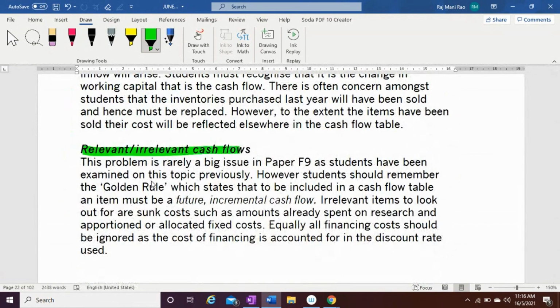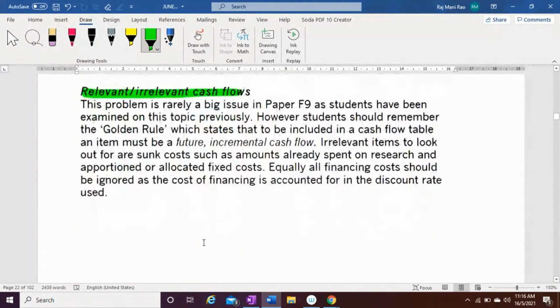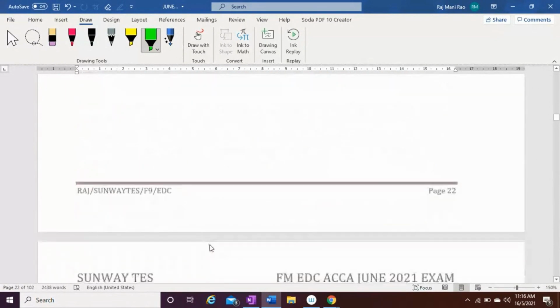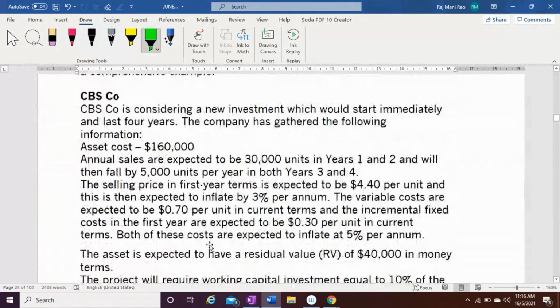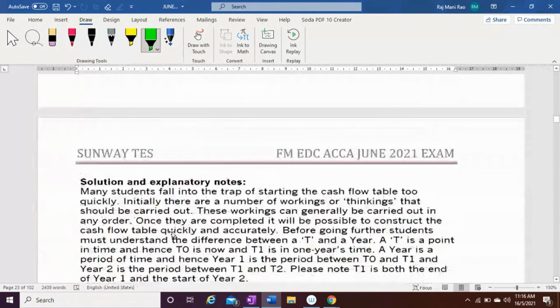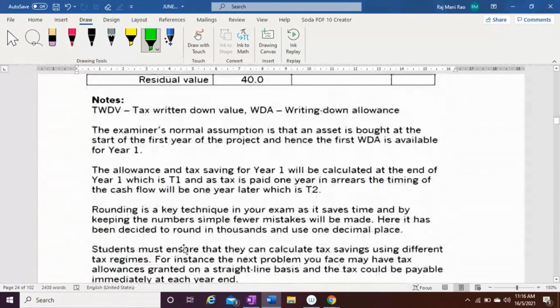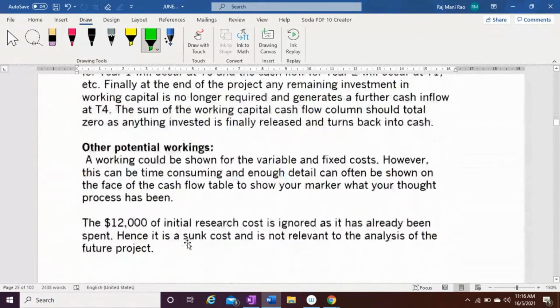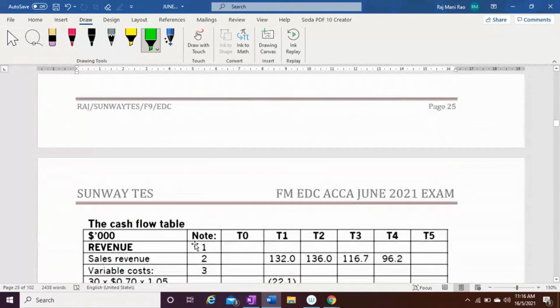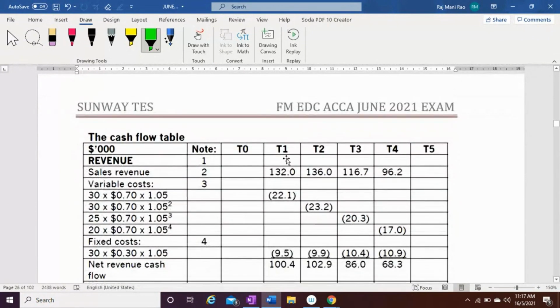Then you have to identify all your relevant and irrelevant cash flows. You have to be careful. You need to know what is relevant and what is irrelevant. You cannot simply include any cash flows, right? And when you calculate your capital allowances, be aware that there will be a balancing allowance or balancing charge at the end of the project life.